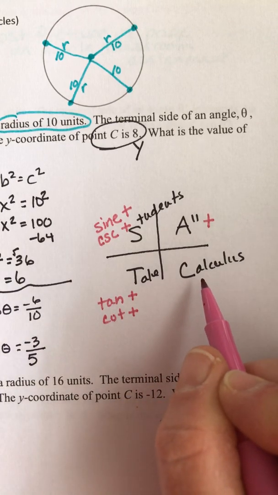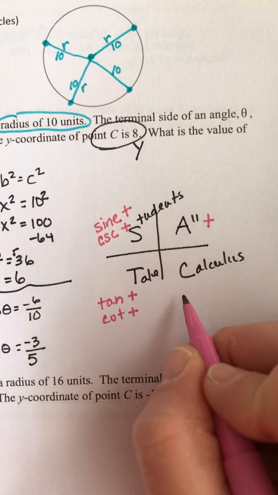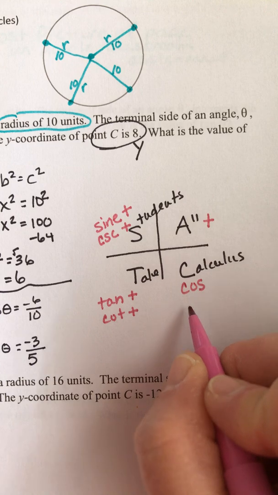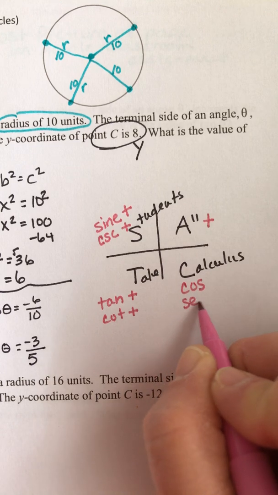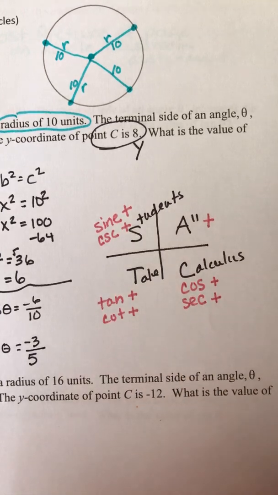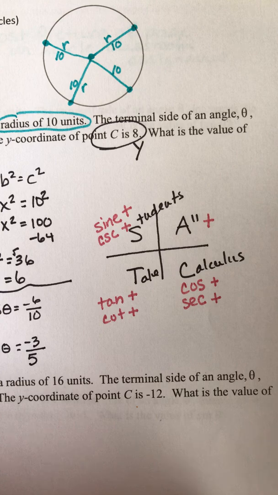When we get to quadrant 4, C stands for cosine, right? And cosine is reciprocal with secant. Cosine is positive in this quadrant, and secant is positive in this quadrant. All the other trig functions are negative in that quadrant.